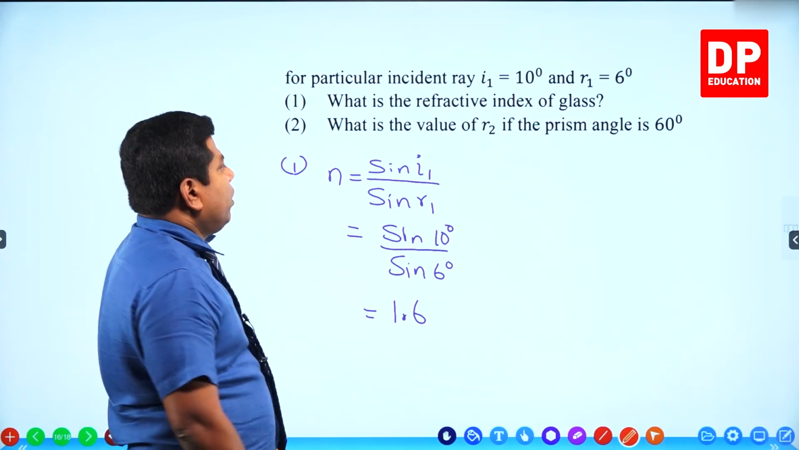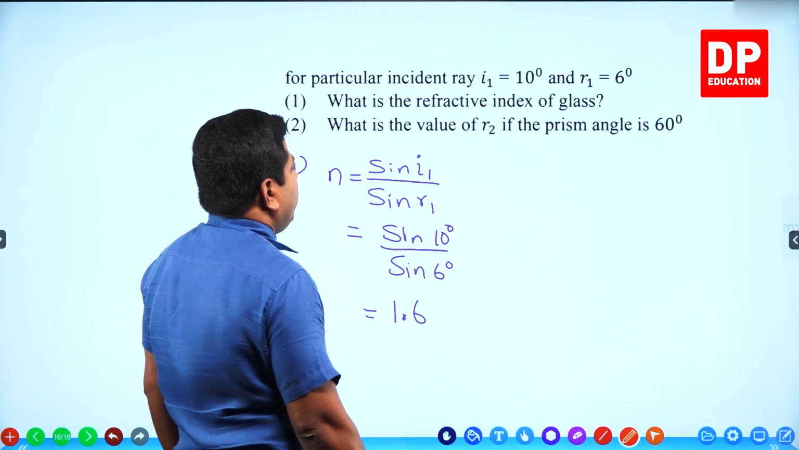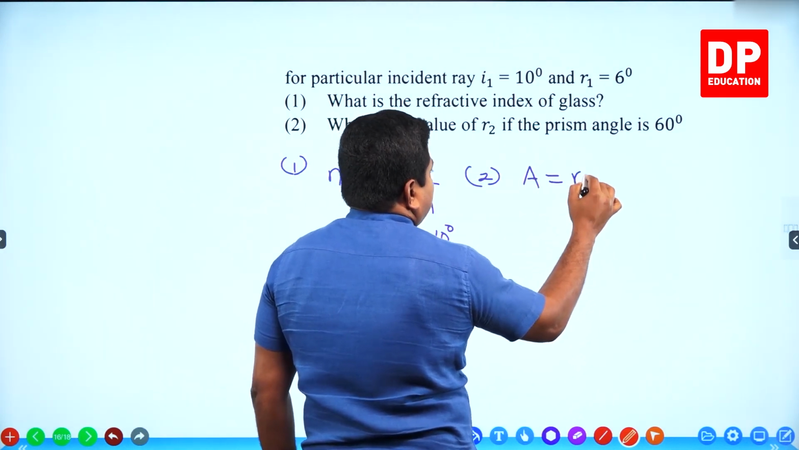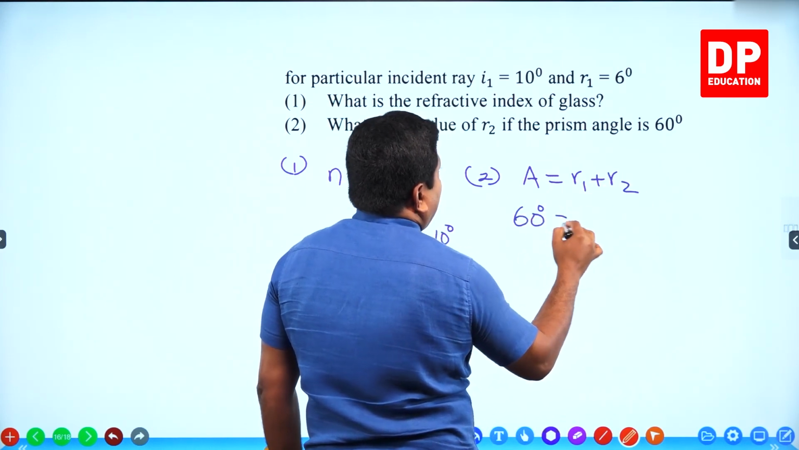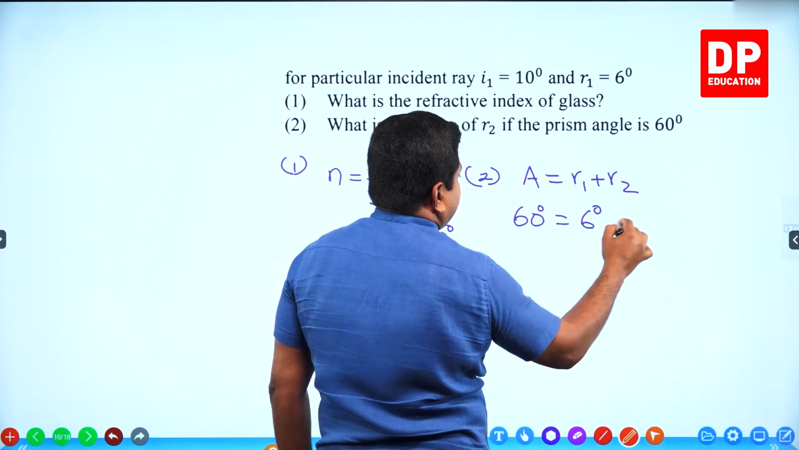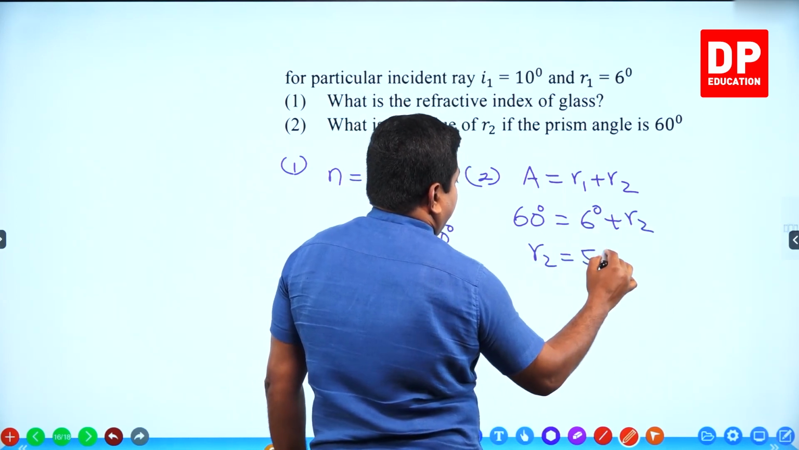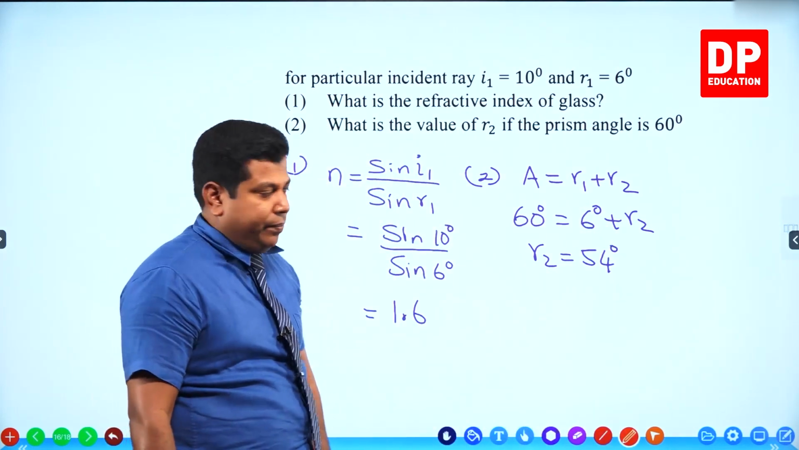Careful. What is the value of R2 if the prism angle is 60 degree? You know, A equals R1 plus R2. 60 degree equals R1 is 6 degree, plus R2. So R2 will be 54 degree, 54 degree. Clear?